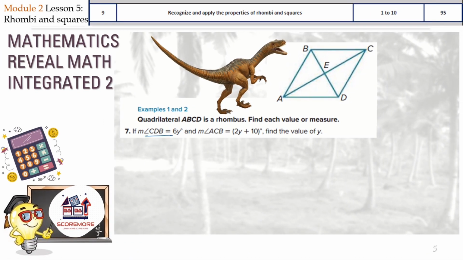Let's move on to question number 7. Measure of angle CDB is 6y. Measure of angle ACB is 2y plus 10. We are supposed to find y. If measure of angle CDB is 6y, we can conclude that measure of angle DBC is 6y. After that, as usual, separate the triangle BEC. Make sure the measurements are written correctly. And then use the angle sum property.